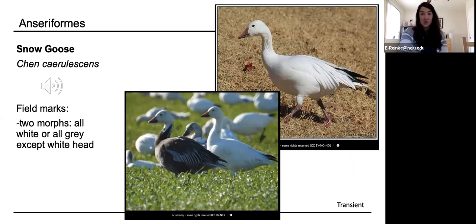The snow goose, these aren't as common because they are also transient, but they're flying over us potentially as we speak or as you watch this video right now. They could be. There's two morphs, the either all white one or one that's mostly gray except for the white head. Let's listen to their call. It's a little bit different.